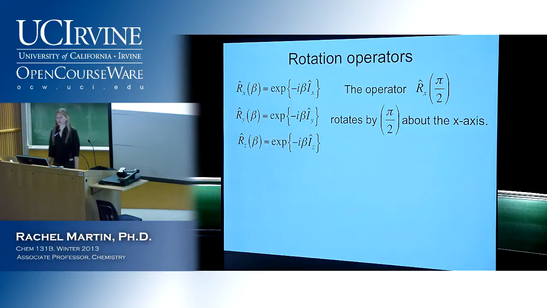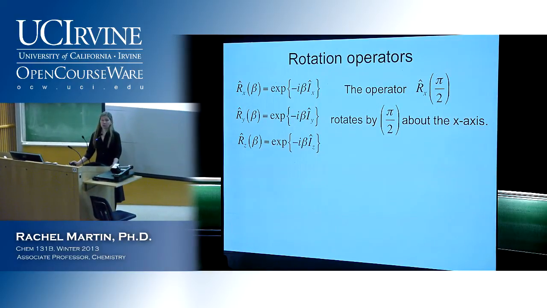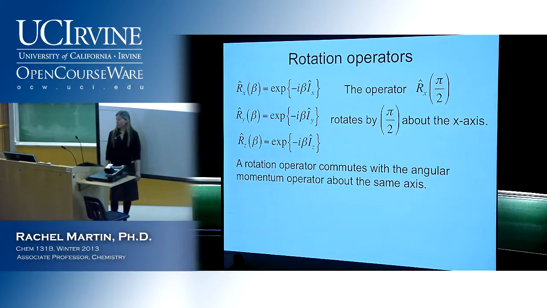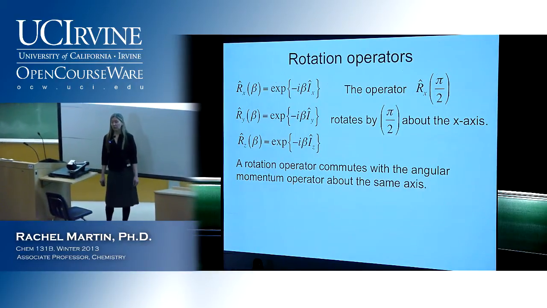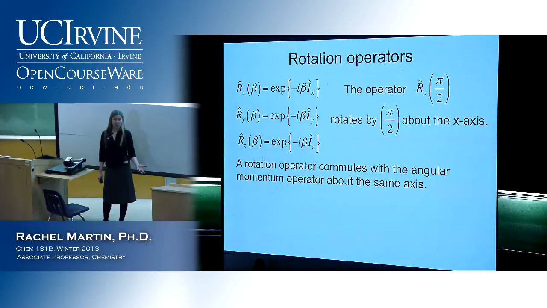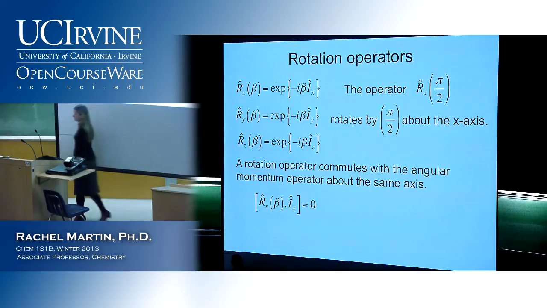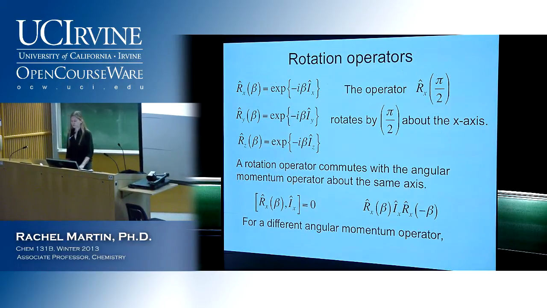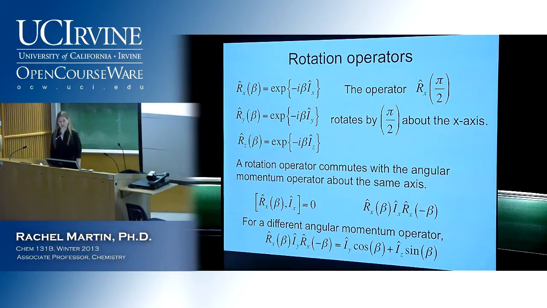All right, so beta is the angle. So if we have an operator Rx pi over 2, that rotates the magnetization 90 degrees about the x-axis. And a rotation operator commutes with the angular momentum operator about the same axis. So Rx commutes with Ix, but it doesn't commute with Iy and Iz. And so for a different angular momentum operator, we have this kind of a relationship.